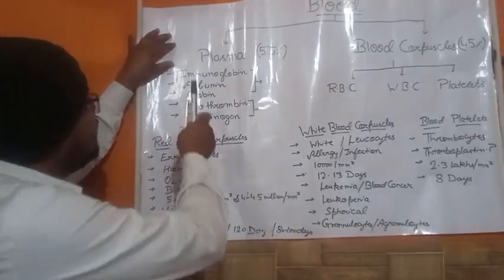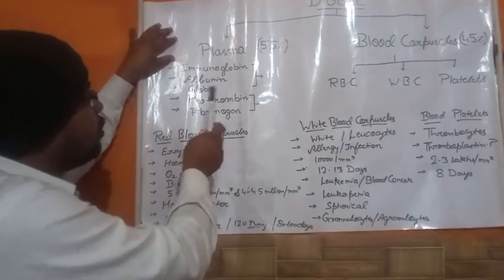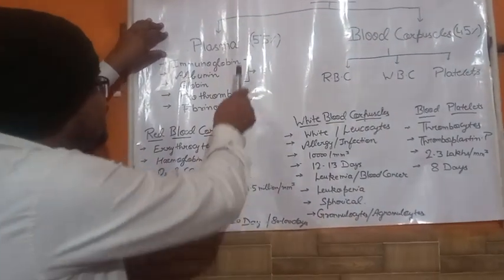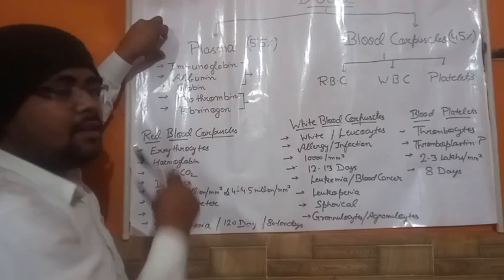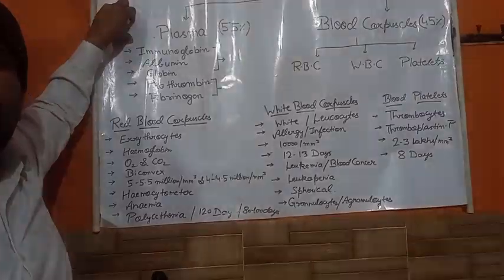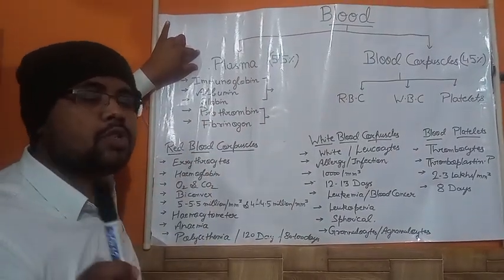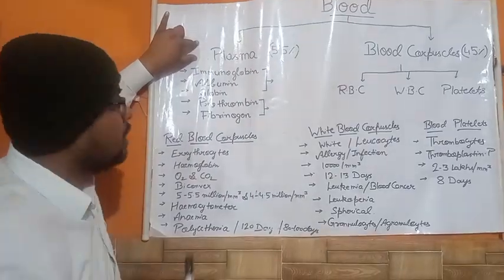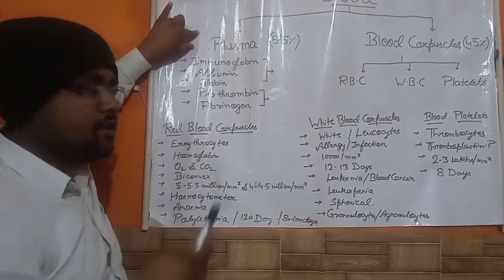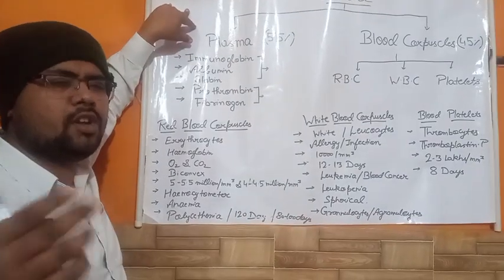What are the five things? Immunoglobulin, albumin, globulin, prothrombin, and fibrinogen. The function of the first three is to boost our immune system, and the function of these two, prothrombin and fibrinogen, is blood clotting or coagulation of blood.